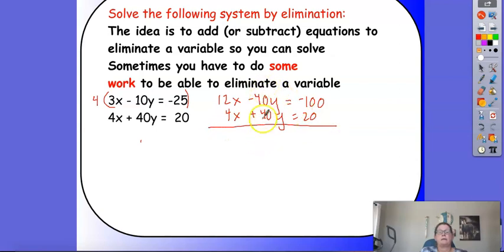Now, when I add them together, look, these cancel. And this is a -80. Divide by 16, divide by 16. I should get x equal to 5.